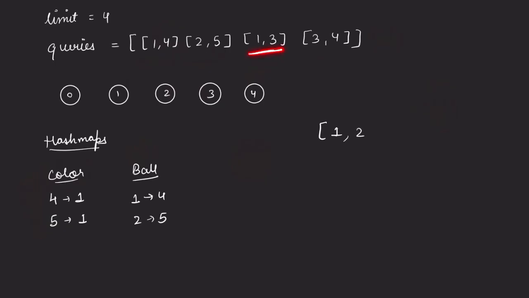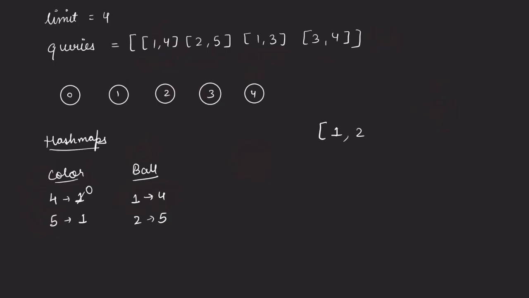Then the next query is 1 comma 3. Now we can see over here that ball 1 is already colored. So when it is already colored, we are overwriting this color, right? And when we are overwriting it, I should also decrement the frequency of this color from this hash map, right? So what we will do is we will take this color, which is 4, we will come in this hash map and we will decrement the frequency of 4 by 1. So it will become 0.